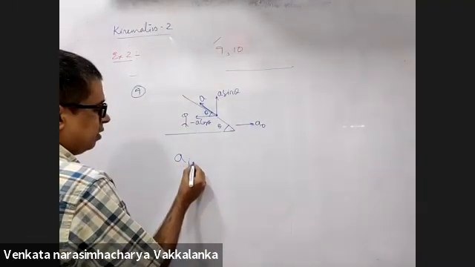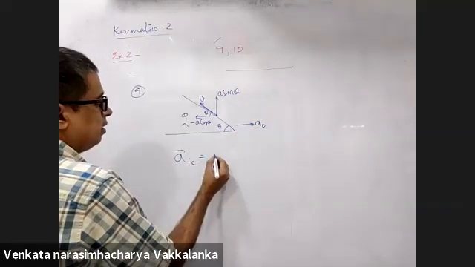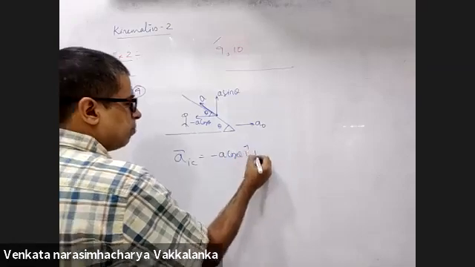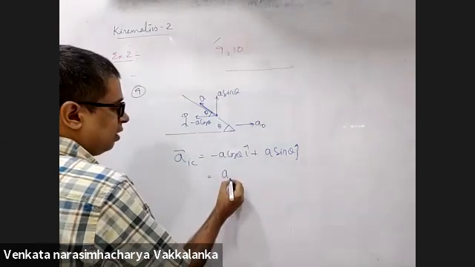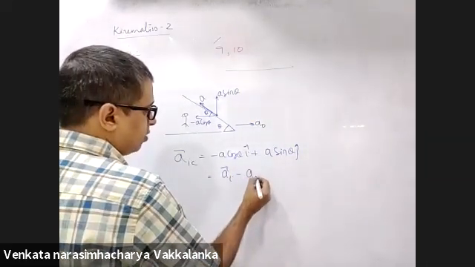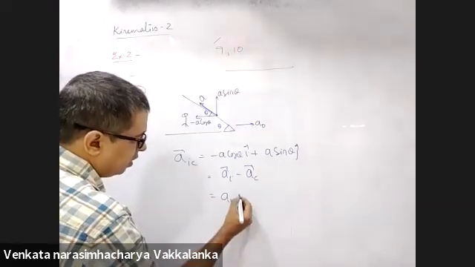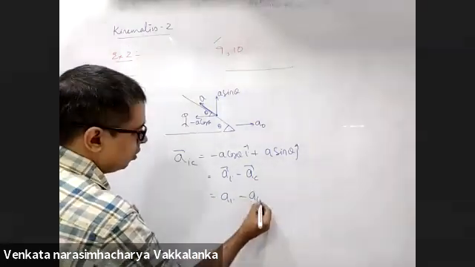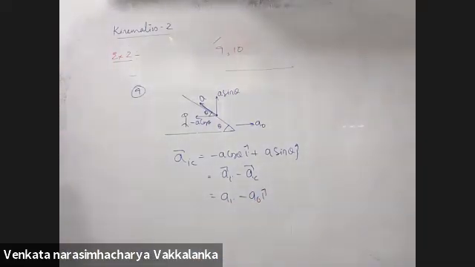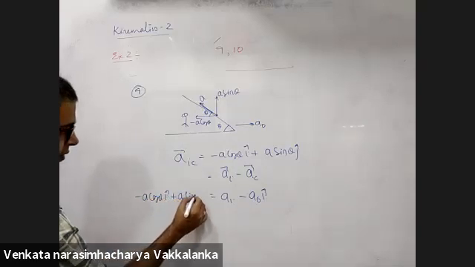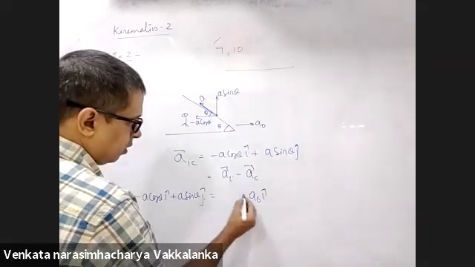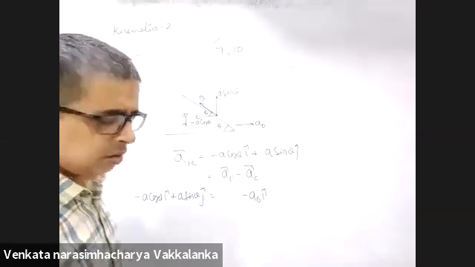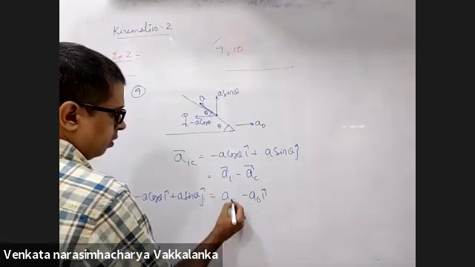Acceleration of the insect with respect to the car is minus a cos theta i cap plus a sin theta j cap, which will be equal to acceleration of the insect minus acceleration of the car. Acceleration of the insect minus a naught i cap. So minus a cos theta i cap plus a sin theta j cap should be equal to this. Yes, sir, I got the same thing, but in the answer they have given that the component perpendicular to the, what you call, horizontal should be a naught sin theta.